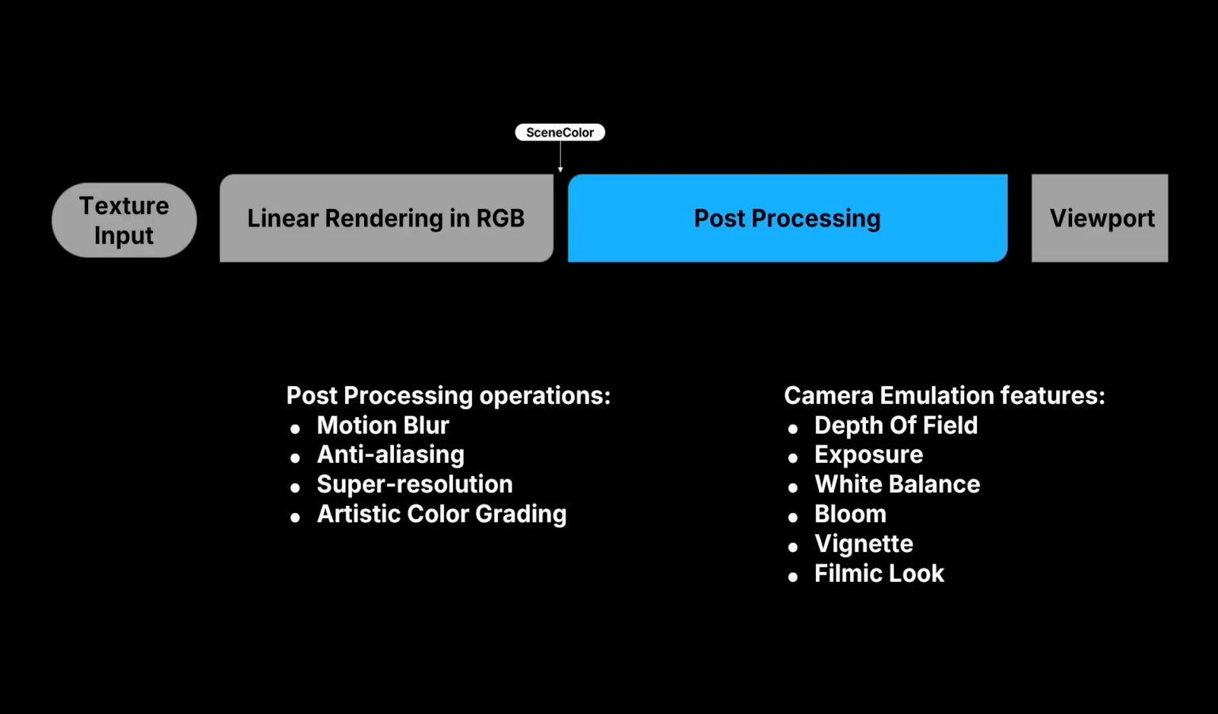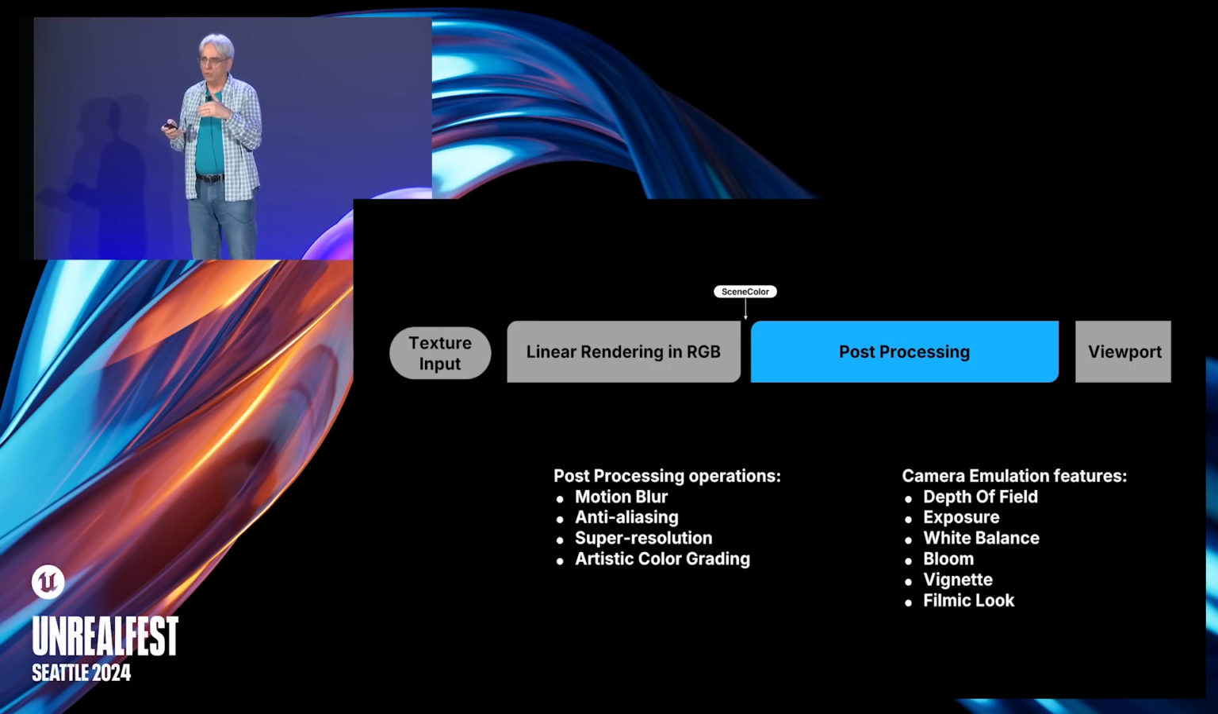And so there's super resolution if we're going to up-res. Artistic color grading that you may choose to do yourself. And then there's a whole group of things that are the camera emulation features, including depth of field, exposure, white balance or color temperature, bloom, vignette, filmic look. All those things are trying to emulate what a camera might do. And it's why games look good kind of out of the box with Unreal, because all these things are turned on.